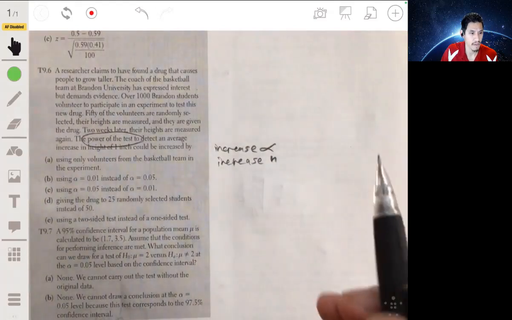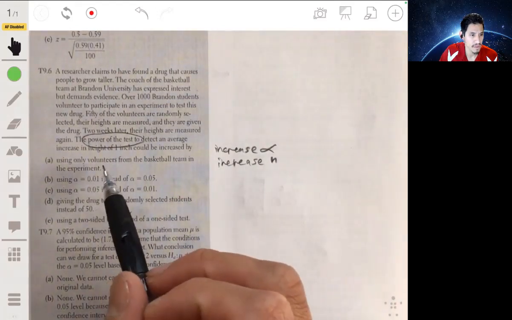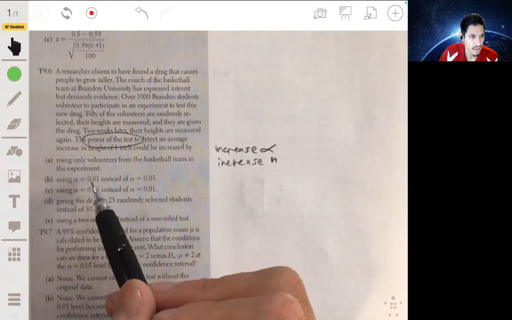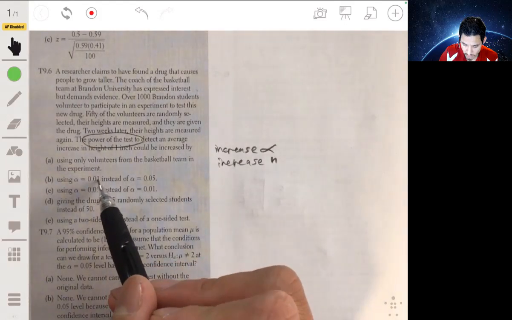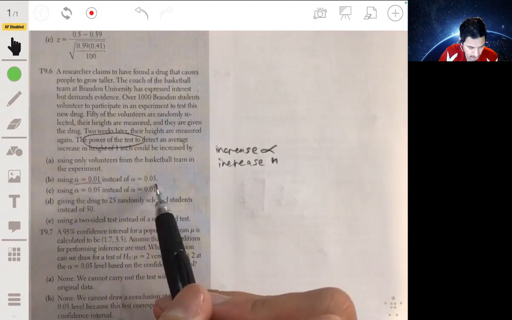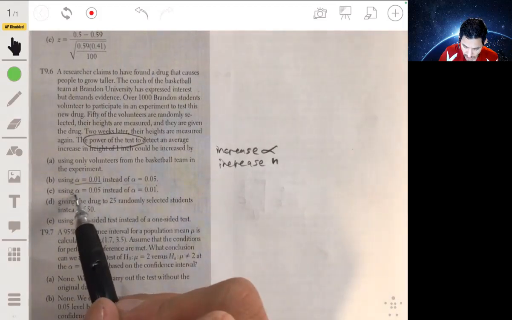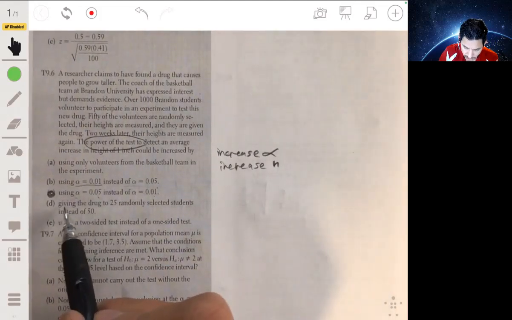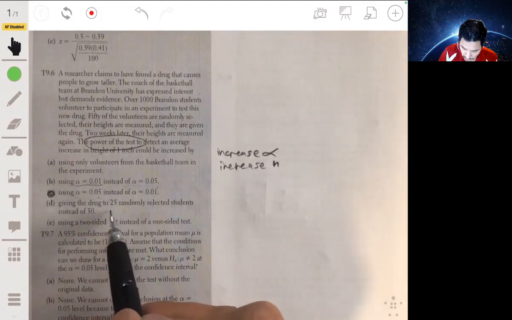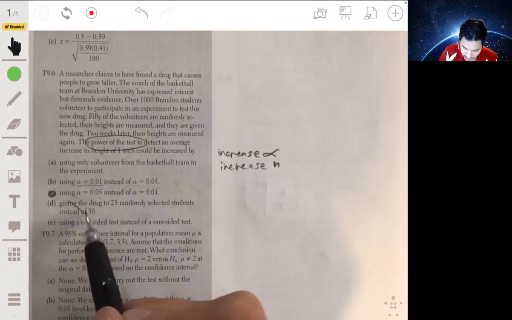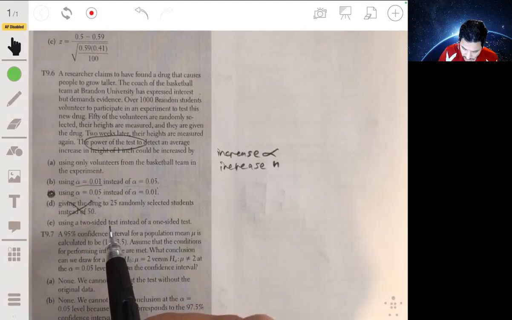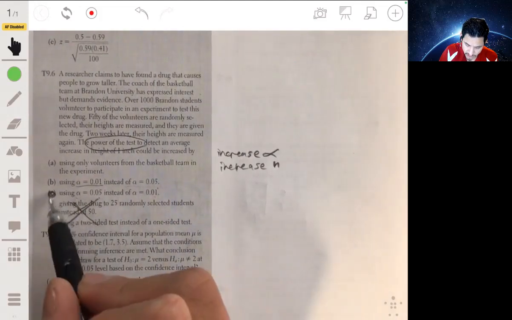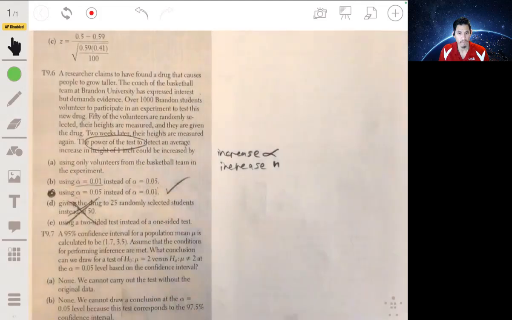So let's see what we got here. Using only volunteers from the basketball team: nope, not that. Using 0.01: nope, we don't want that smaller, that's the opposite of what we want to do. C, using alpha equals 0.05 instead of 0.01, that's going to help. Let's see what the other ones would be. Giving the drug to 25 randomly selected volunteers is the opposite, that's a smaller sample size. Using a two-sided test instead of a one-sided test: nope. Those are all incorrect. So the answer is C.